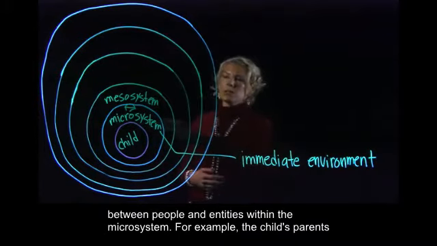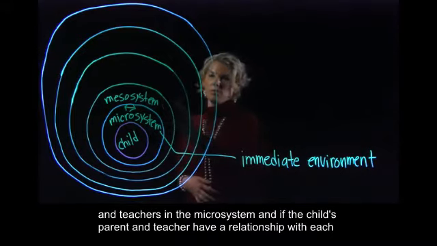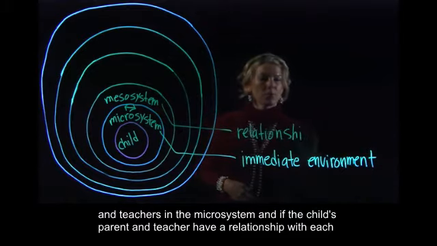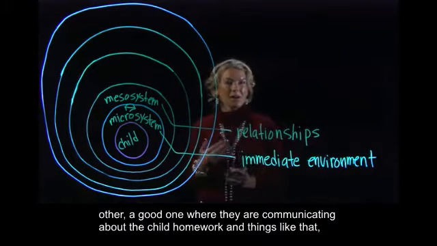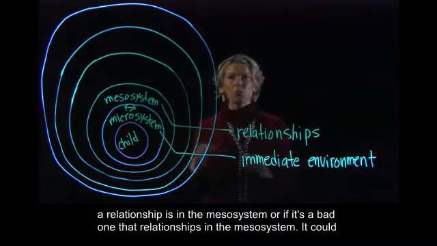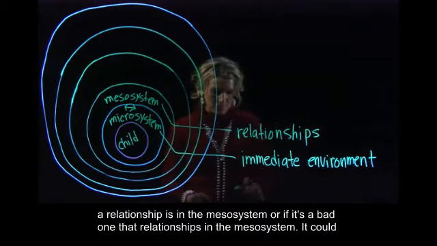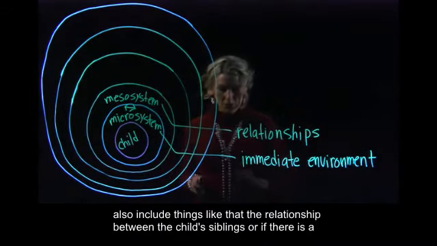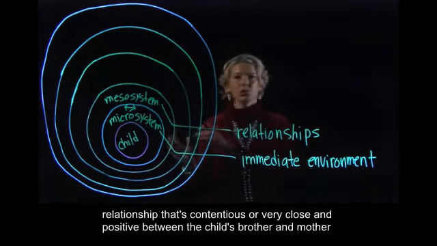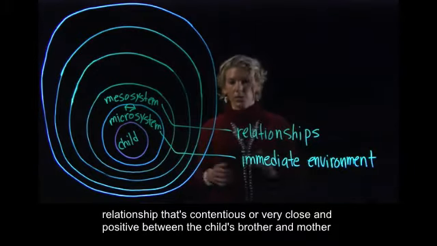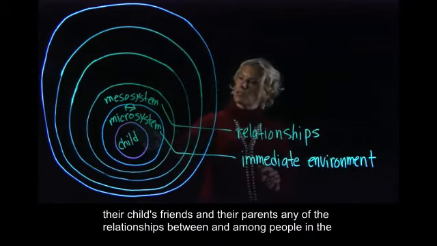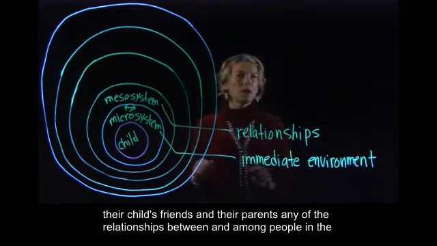For example, the child's parent and teacher are in the microsystem. And if the child's parent and teacher have a relationship with each other, a good one, where they're communicating about the child's homework and things, that relationship is in the mesosystem. Or if it's a bad one, that relationship's in the mesosystem. It could also include the relationship between the child's siblings, or a relationship that's contentious or very close and positive between the child's brother and mother, or the child's friends and their parents. Any of the relationships between and among people in the microsystem are the mesosystem.